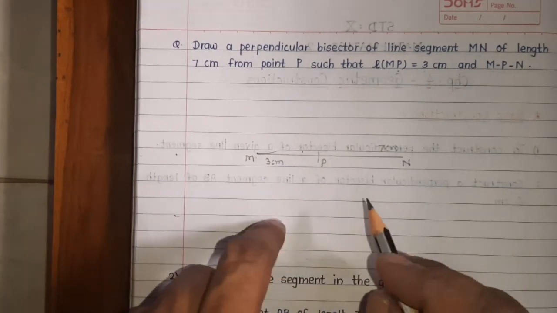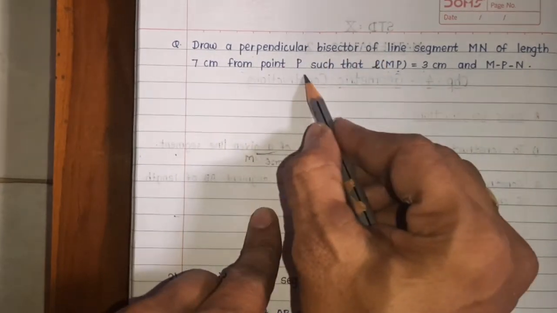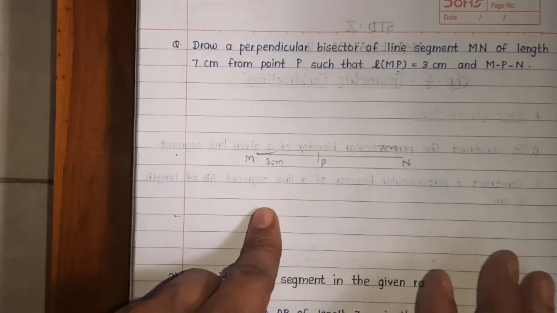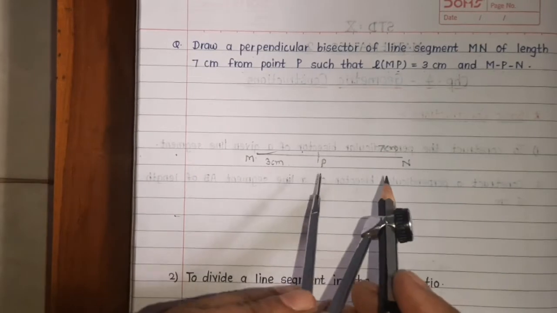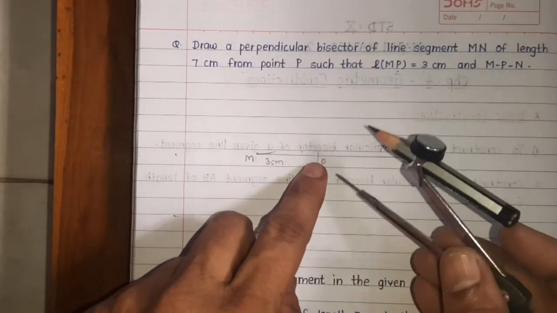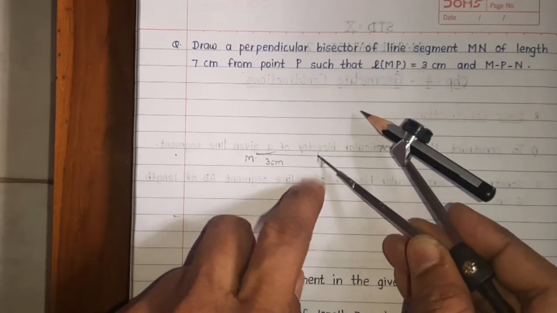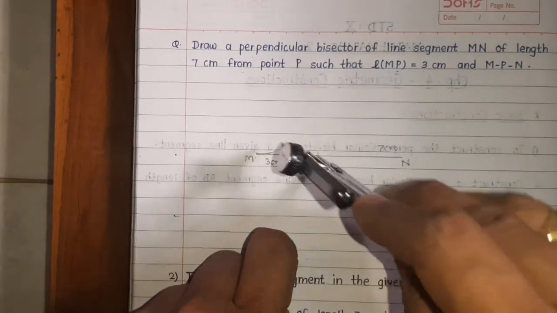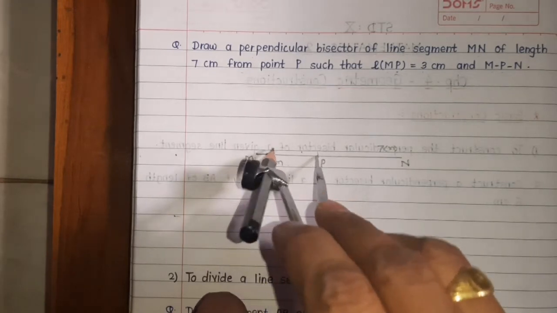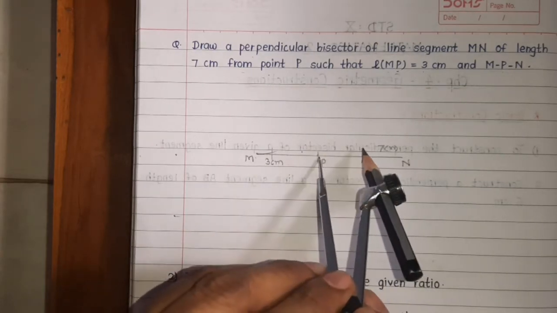Now what to do? We have to draw the perpendicular from point P. Now, passing through this point P, we have to draw the perpendicular bisector. Now see here. We have to draw the perpendicular passing through point P. Therefore, put the metal point on P, take a sufficient distance less than MP, make one arc here and on this side make another arc. I think everyone got this.